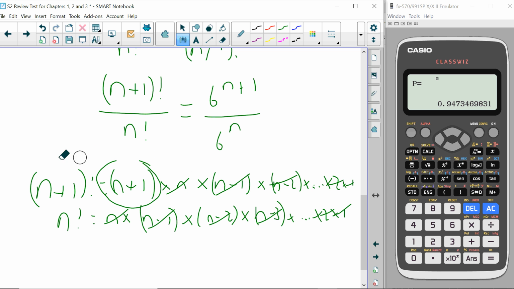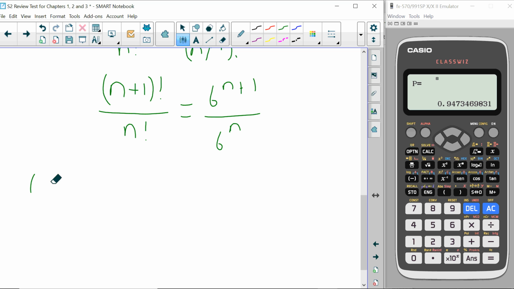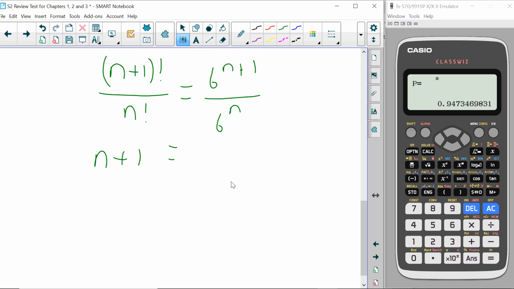That's all that's going to be left on the numerator of my fraction. Everything else is going to go. Okay? So on the left-hand side, I'm going to have n plus 1. On the right-hand side, I've got to deal with these powers.